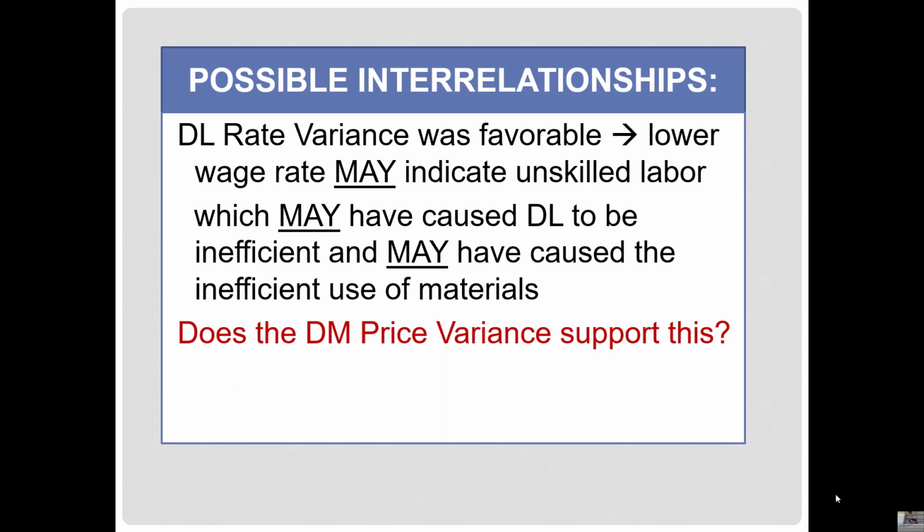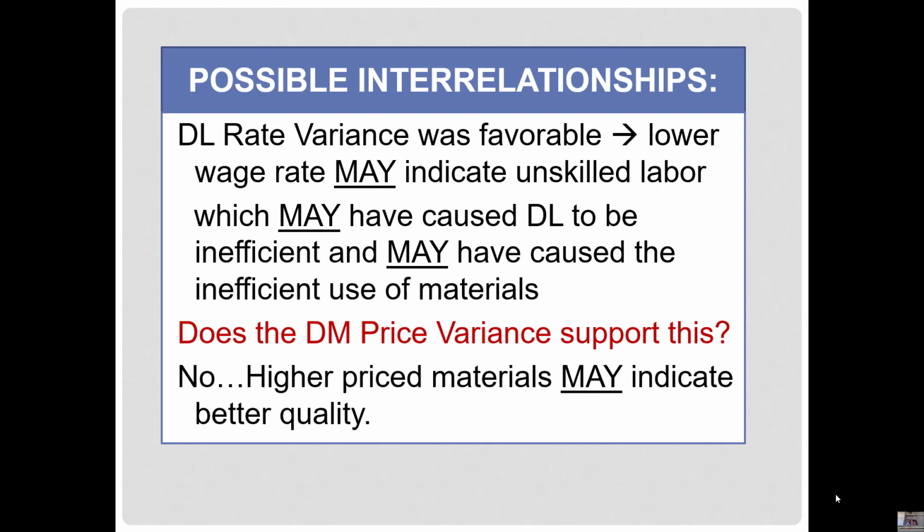But remember, the direct material price variance was higher and may indicate higher quality. So these are the kinds of things that we're looking for when we're trying to isolate, did one variance impact the other? We can't go over all of the scenarios, but this is the way you need to think about these, is did a favorable variance impact an unfavorable variance or vice versa?